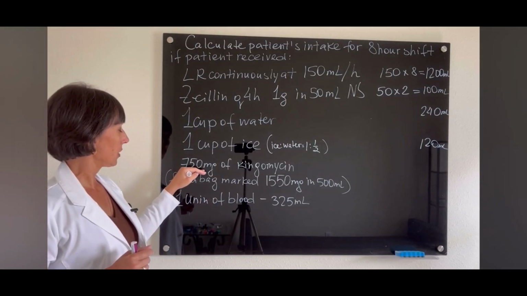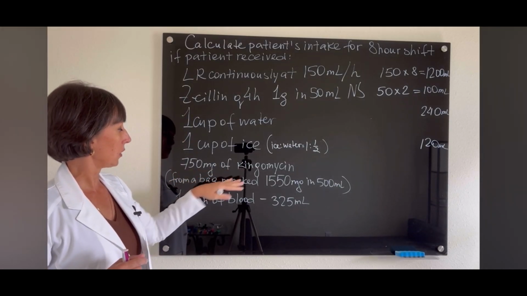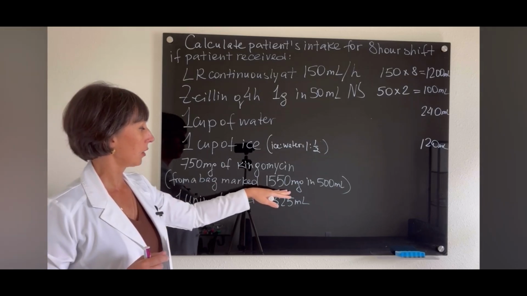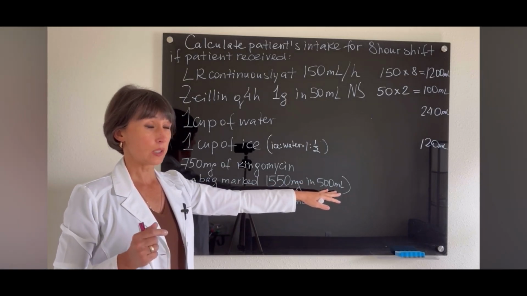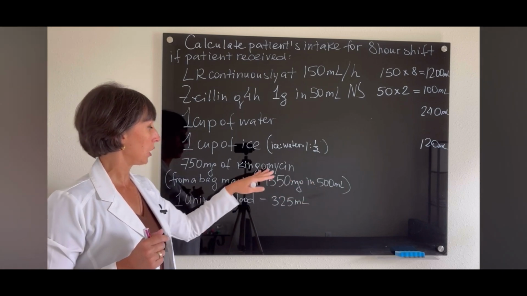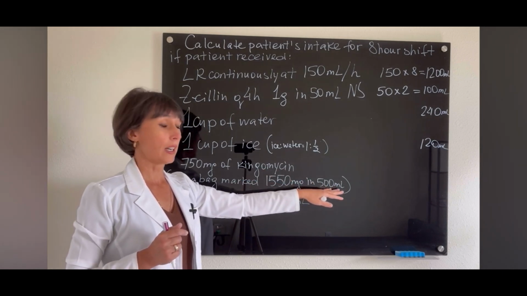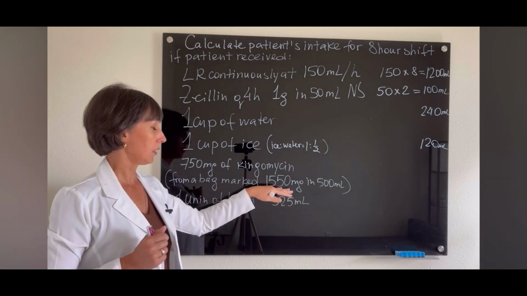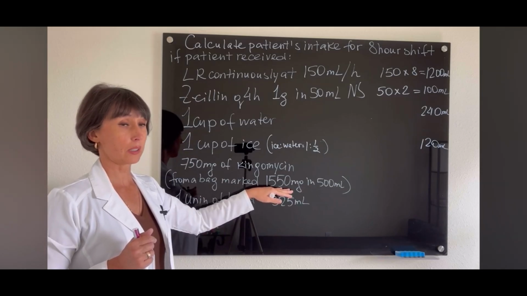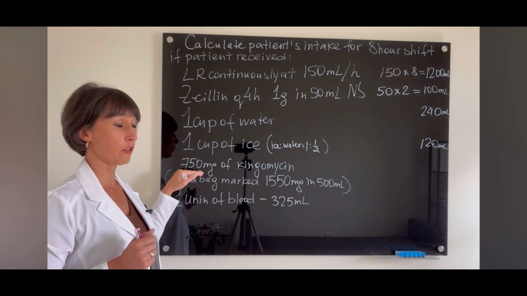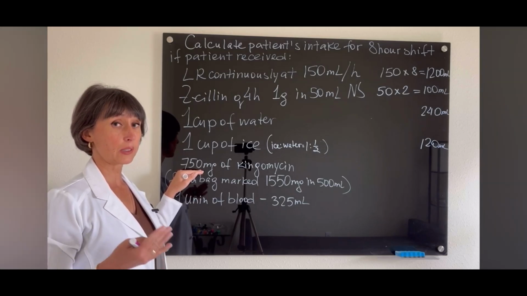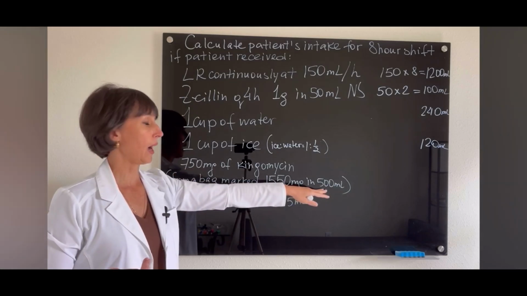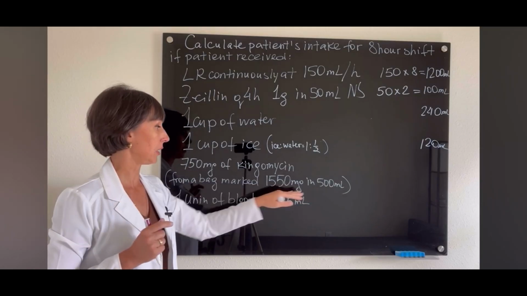And the patient received 750 milligrams of clindamycin from a bag marked 1550 milligrams in 500 ml. So this one is a little more complicated because we did not give the entire bag of 500 milliliters, right? We didn't give this much in milligrams. We only gave about half of it. So how many milliliters did the patient receive? We need to calculate the exact amount. Even though we see it's about half, we can't put about half in there, right?